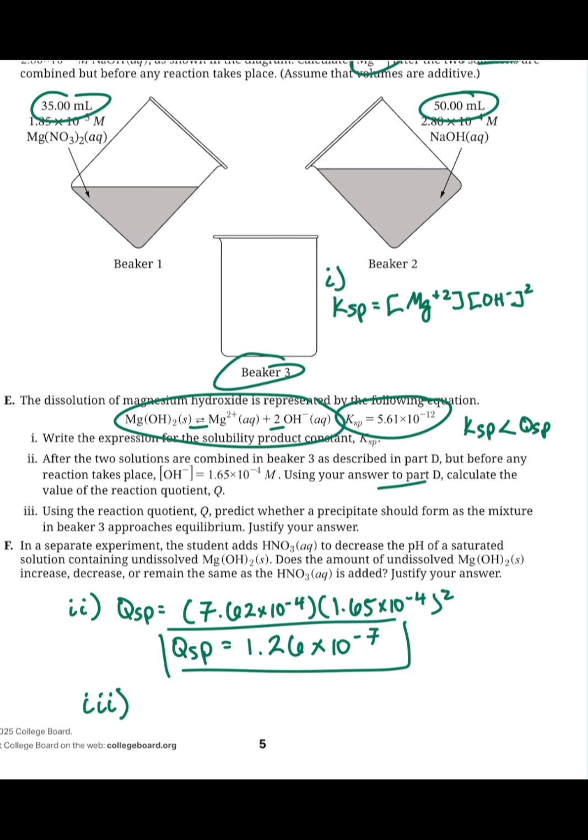Because of this relationship, we are going to form the precipitate. This reaction is now going to favor the reverse because we want to decrease the Q value so it gets closer to K. And it says, predict whether the precipitate will form. Yes, the precipitate will form because of this relationship where QSP is going to be greater than KSP.